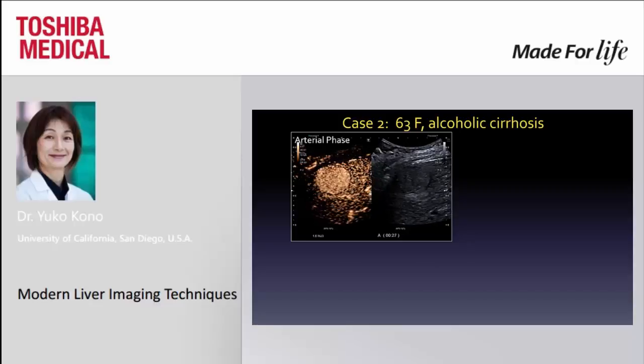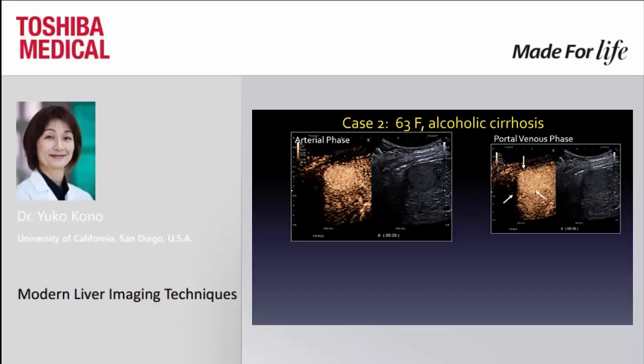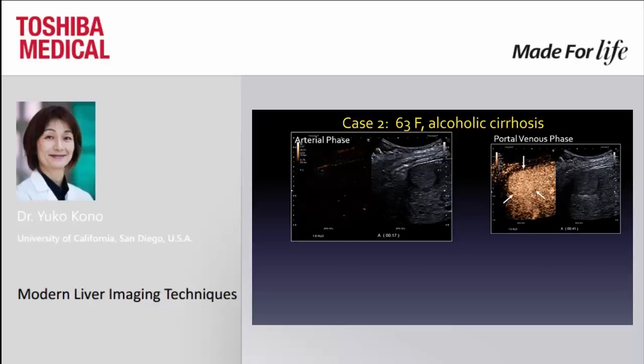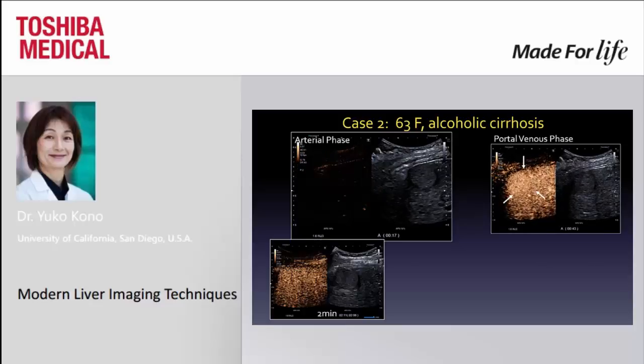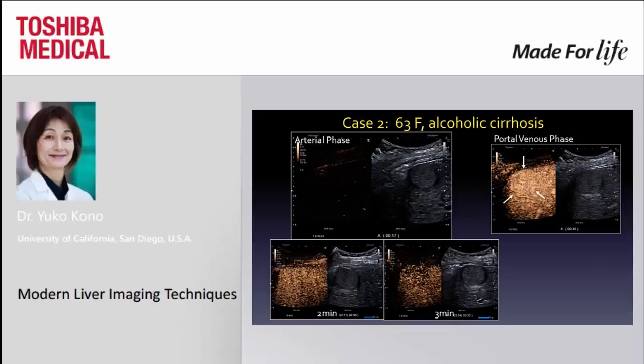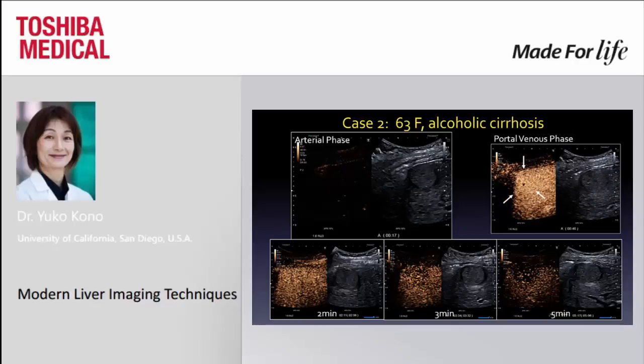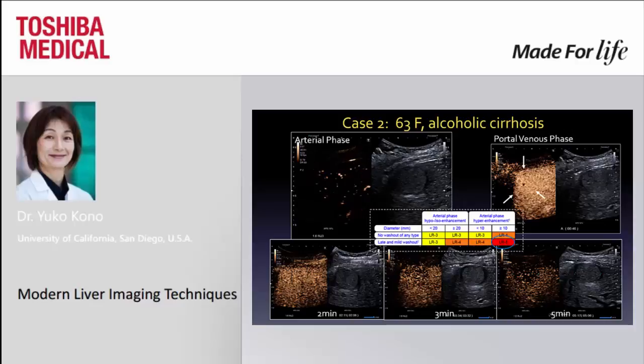And then we look at the washout. In the portal venous phase, it's still enhancing. At 2 minutes, it's still enhancing. And at 3 minutes, you start seeing a mild washout. And at 5 minutes, the washout progresses a little more. So this is a typical LI-RADS 5: arterial enhancement, greater than 10 millimeters, mild and late washout. So this is an HCC.